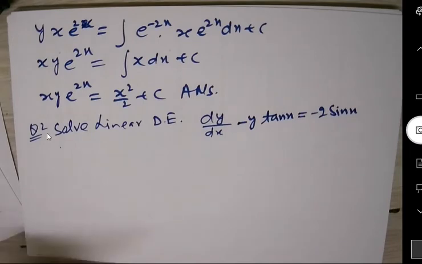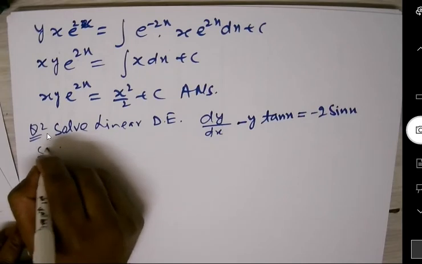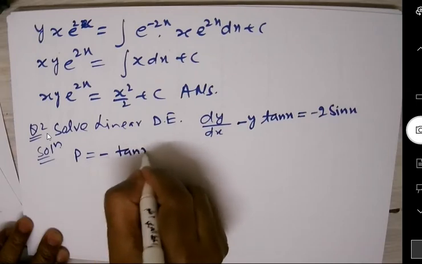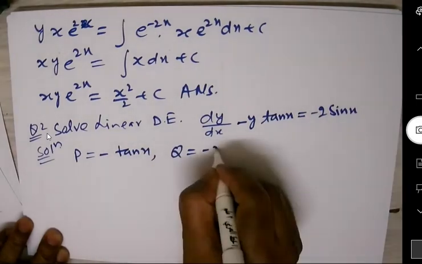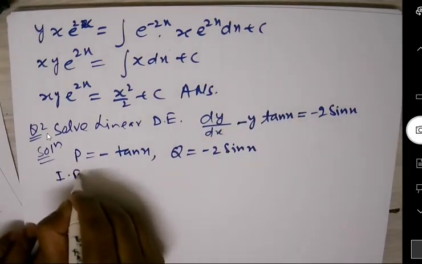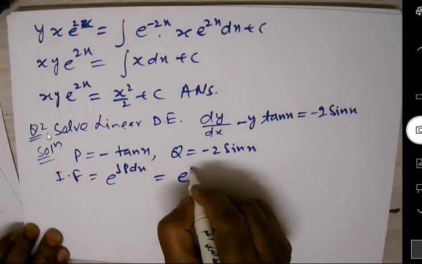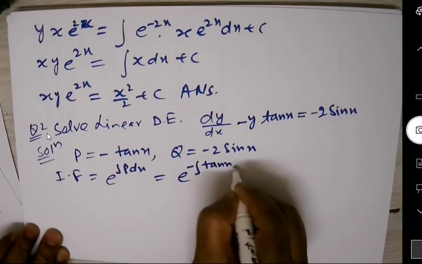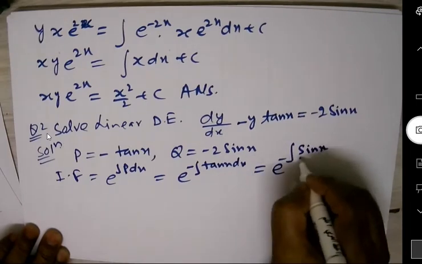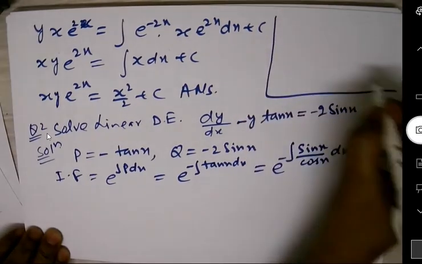So how can we solve it? Again we are going to compare the p and q values. Here p is equal to minus tan x and q is equal to minus 2 sine x. Because the dependent variable is y, there are 2 steps. The integrating factor is e power integral of p dx, which is e power minus integration of tan x dx. Maybe some students do not know the integration of that, so tan x we can write as sine x divided by cosine x dx. I am writing that just now.